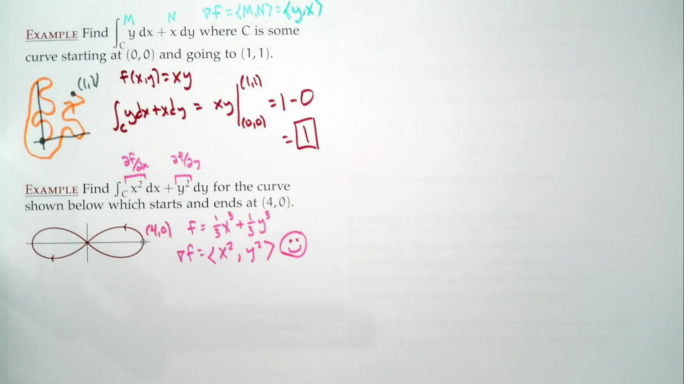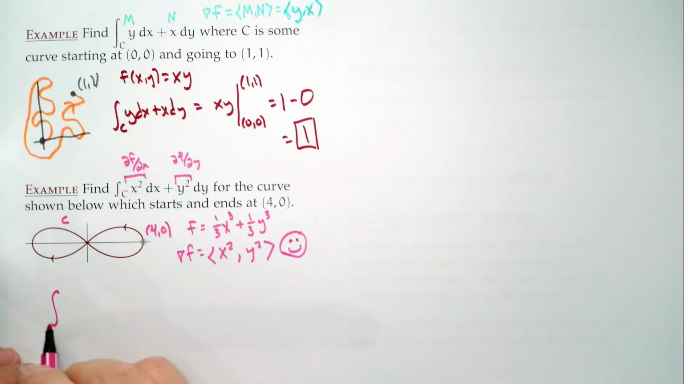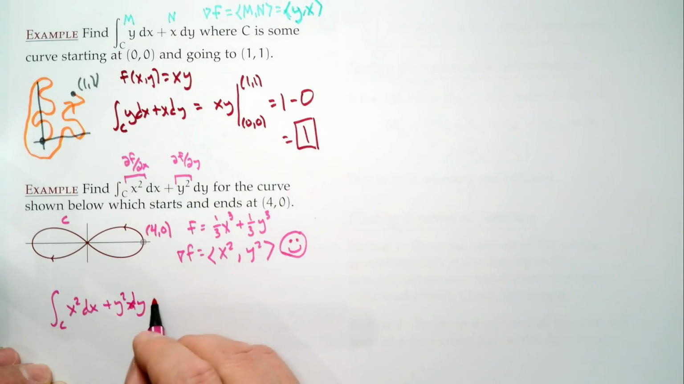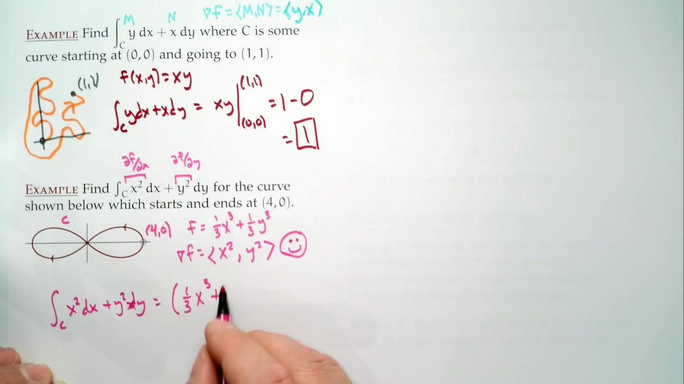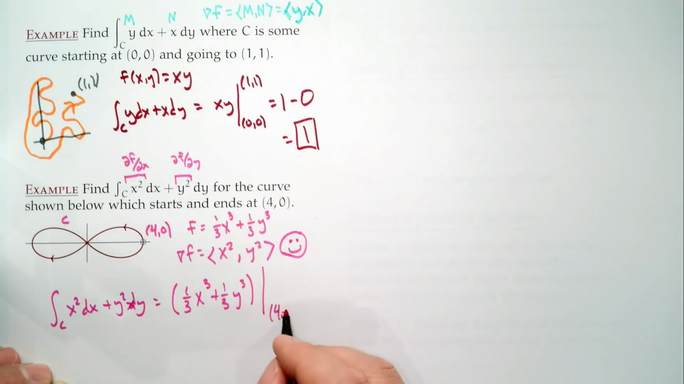Now, what does that mean? Well, we're almost done. So here's our curve C, and the integral along this curve, x squared dx plus y squared dy, is going to be our function 1/3 x cubed plus 1/3 y cubed evaluated from, well, where do we start? 4, 0. Where do we end? Same place, 4, 0.